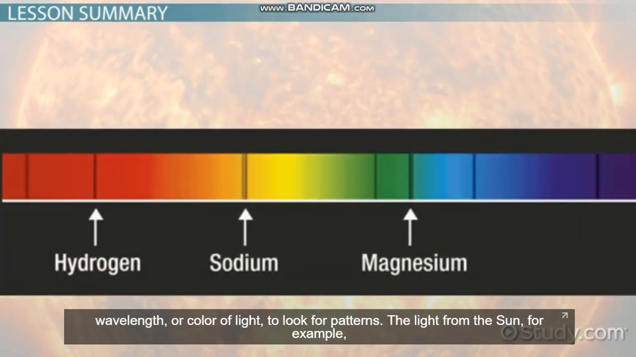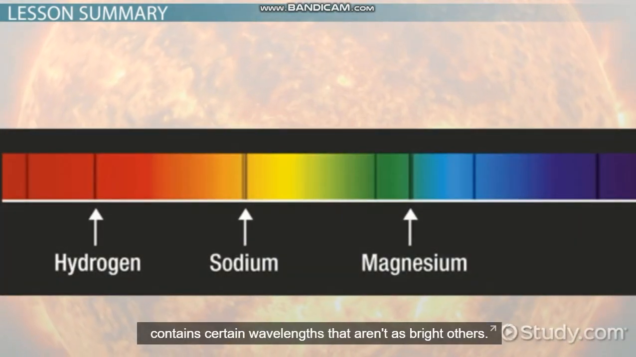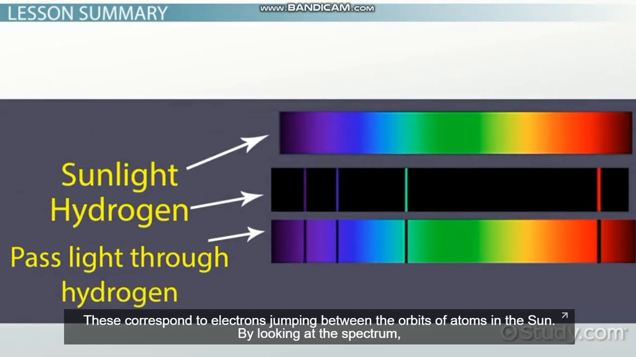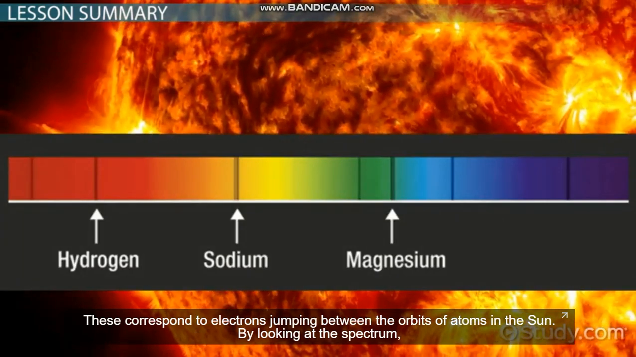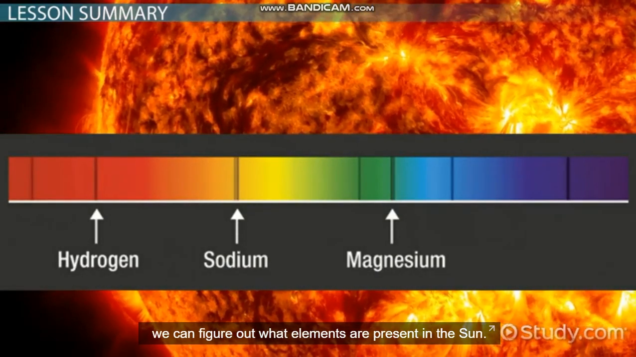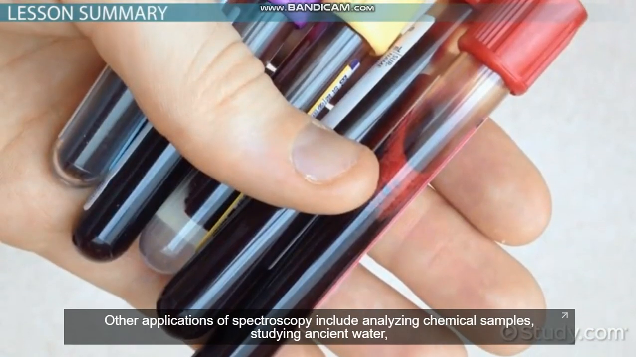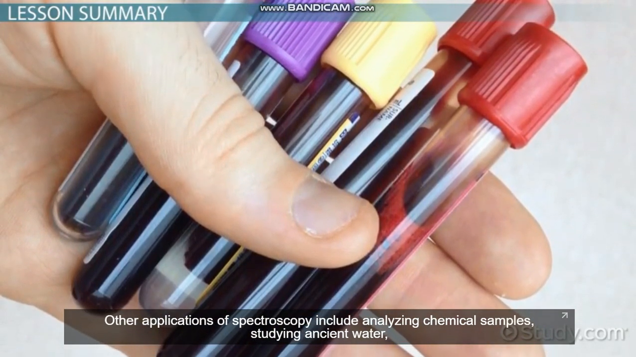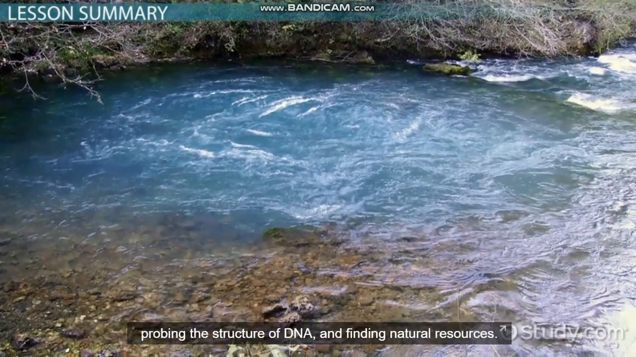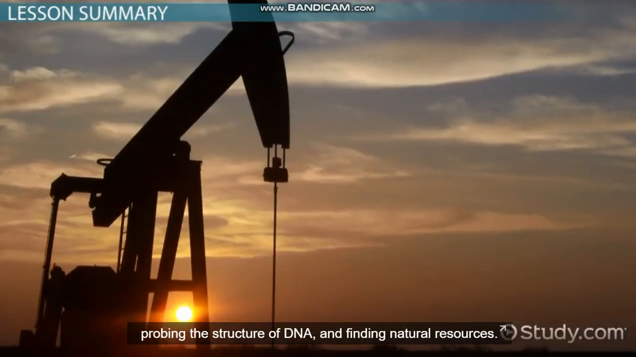The light from the sun, for example, contains certain wavelengths that aren't as bright as others. These correspond to electrons jumping between the orbits of atoms in the sun. By looking at the spectrum, we can figure out what elements are present in the sun. Other applications of spectroscopy include analyzing chemical samples, studying ancient water, probing the structure of DNA, and finding natural resources.